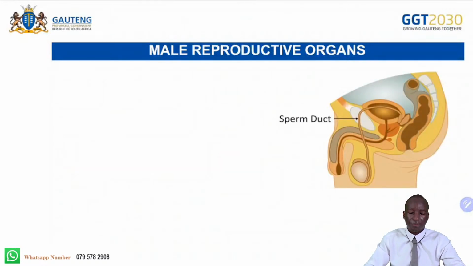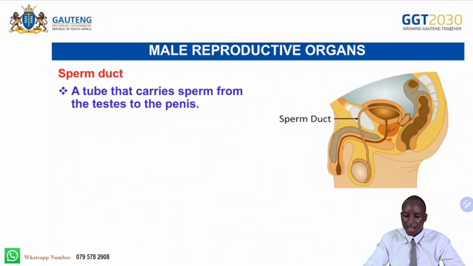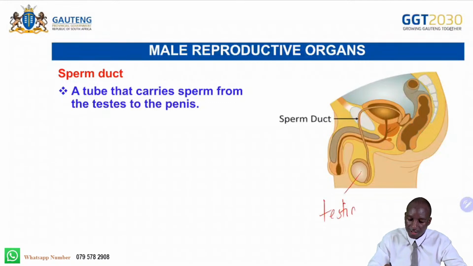Let's look at the next one, which is the sperm duct. The sperm duct, shown in the diagram, that is the sperm duct. Just like its name, what is its function? A tube that carries sperm from the testes to the penis. So the sperm duct carries the sperm from the testes to the penis. If you can locate it from the diagram, there is the testis. That's where the sperm is produced, there in the testis.